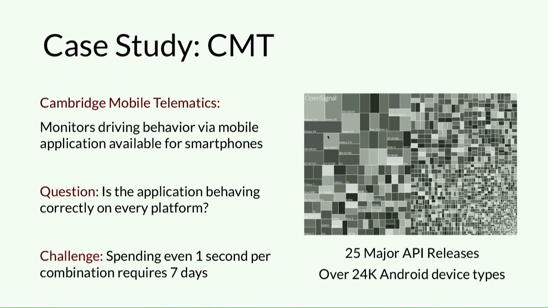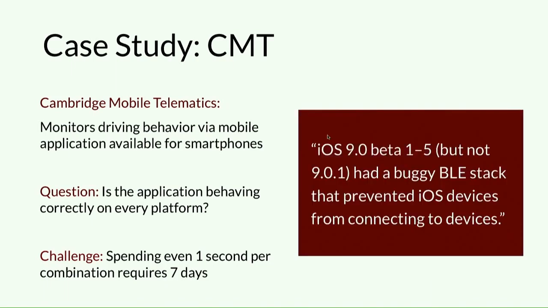Now, when we ran a MacroBase query on this data set that CMT gave us, what we found is that a particular beta version of iOS 9.0, beta 1-5, had a buggy Bluetooth stack. And that buggy Bluetooth stack prevented the iOS devices from connecting to a device in the car that was collecting the telemetry, right? So CMT has an iPhone app and it also has a sensor in the car and it connects over Bluetooth. Because of MacroBase, what would have taken CMT's data scientists a week at least to find, they found in a matter of seconds.